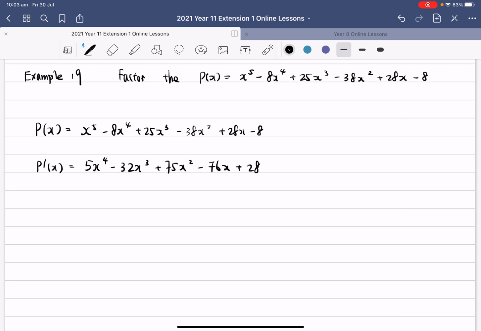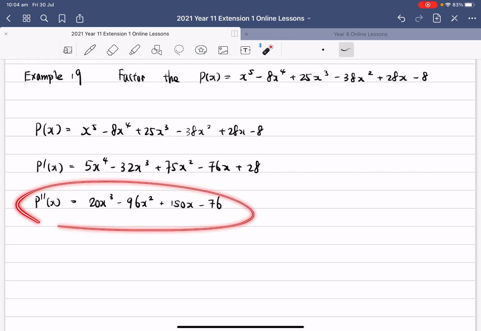Alright, so we'll get this function here if we differentiate the first one. We can differentiate again. So if we differentiate a second time, we'll get 20x to the power 3 minus 96x squared plus 150x minus 76. Now, we can actually differentiate another time, okay? But then the problem here is, if you differentiate another time, how do you know if it's a quartic root or not? You don't. Alright, so second derivative, I'll stop at this point.